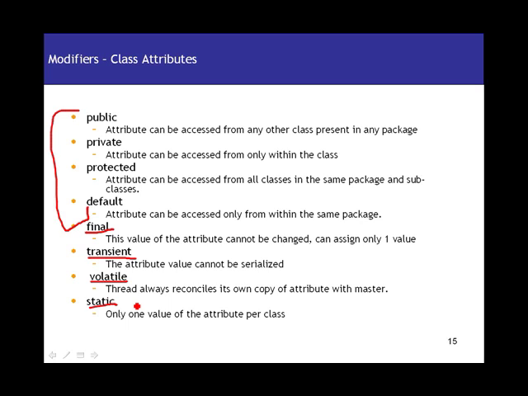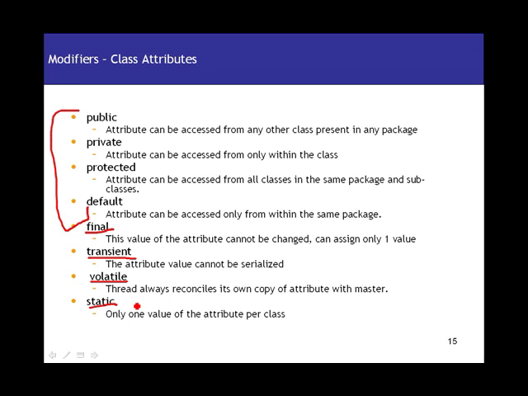No matter how many objects you create, there is only one value for this particular attribute which you define as static. And one more thing is, when you define a static attribute, you don't really have to create an instance of the class to access it. You can directly access it using the class name. So you just say employee dot department. You don't have to create an instance and access it. So this is about the class attribute modifiers.